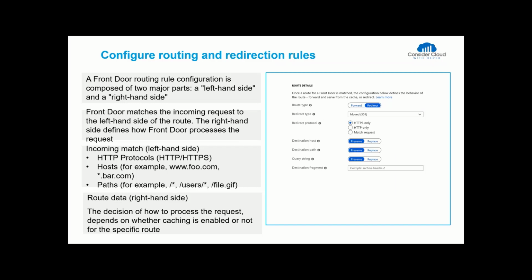Now, the Front Door routing rule is composed of two parts, right? Essentially what they designate as the left-hand side and the right-hand side. What this means is it decides how it's going to match the incoming traffic when it comes into Front Door. Front Door starts with the left-hand side of the route, right? The right-hand side defines how Front Door is going to process the request.